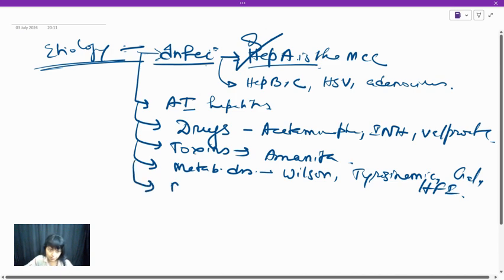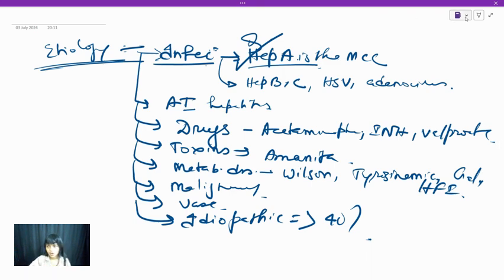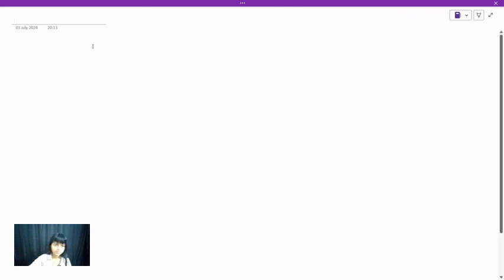It may be secondary to malignancy, it may be secondary to a vascular cause, and it may be idiopathic as well, accounting for 40% of cases. So that's all about the etiology of acute liver failure, right?